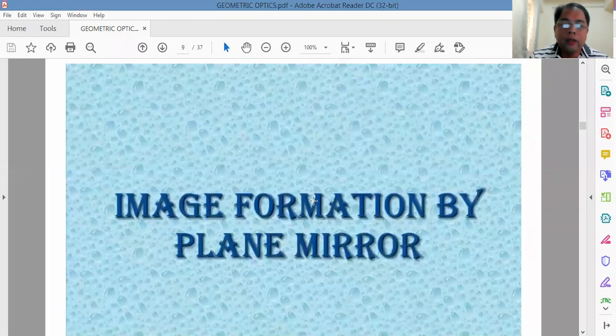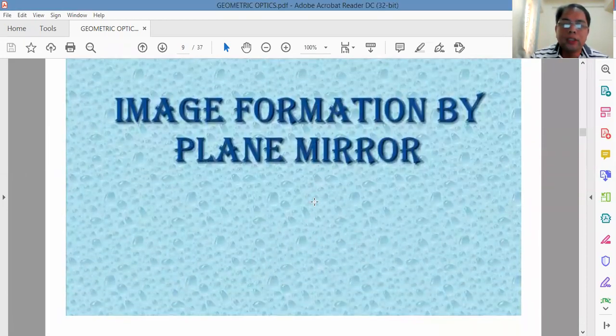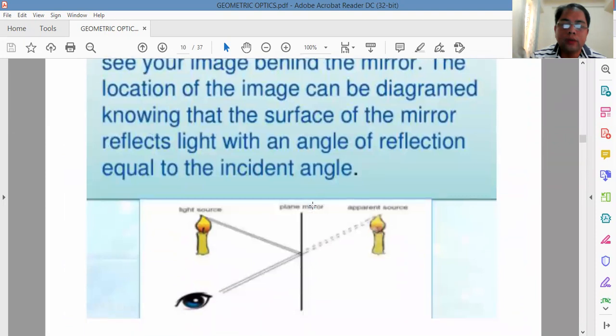Then we have how these images are created. If it is perceived by your eye, of course this candle reflects its light towards a plane mirror.